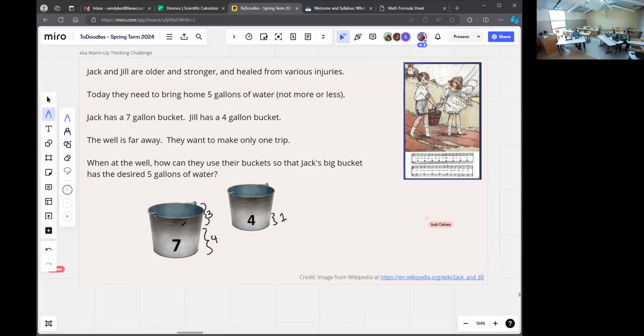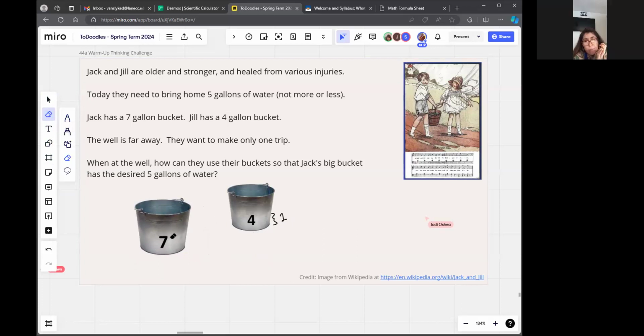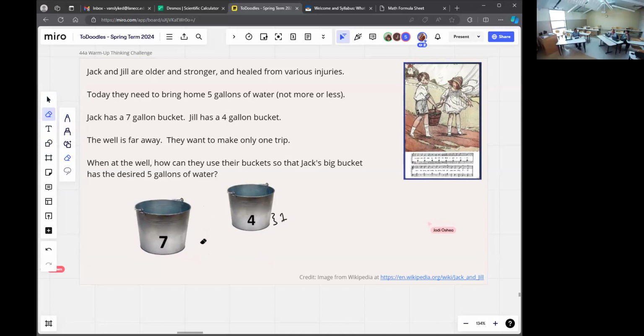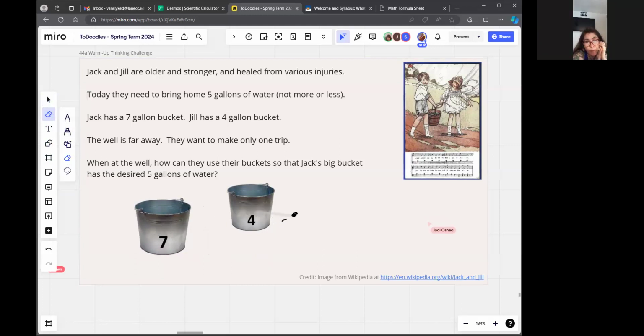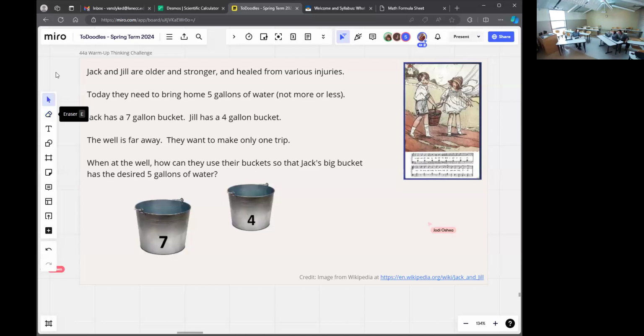Yeah. Then I take this full 7-gallon bucket and I pour it back into the well or dump it on the ground or whatever. Then I take the 1 gallon that was sitting in the 4-gallon bucket and put it in the 7-gallon bucket. Then I fill up the 4-gallon again and put it on top, and now there's 5. Okay, now that makes sense. So it's basically a little trickery. Yes, it's a trick problem.